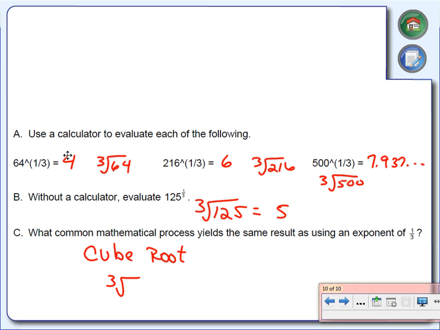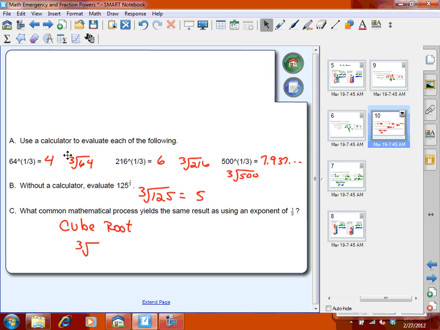All right, any questions? So we look specifically at 1/2 and 1/3. Later on, we'll look at some a little more difficult. We're going to keep it pretty simple today.